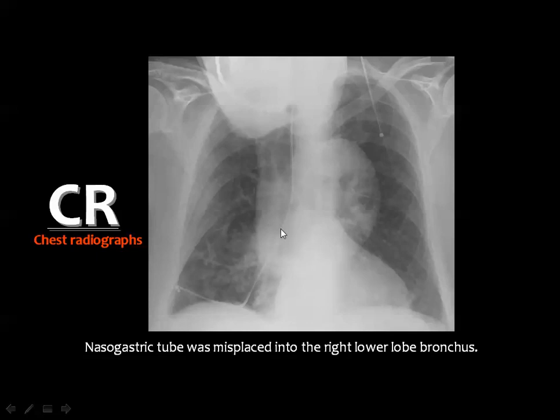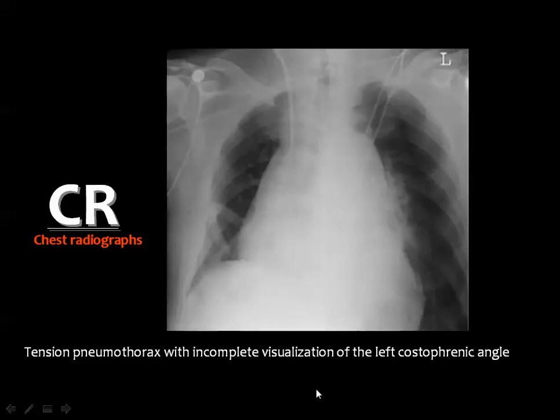In this particular patient, you see that the nasogastric tube has been introduced into the trachea, reaching the right main bronchus into the lower lobe bronchus, and reaching the pleural space. This is one of the complications of the nasogastric tube that I will mention also.